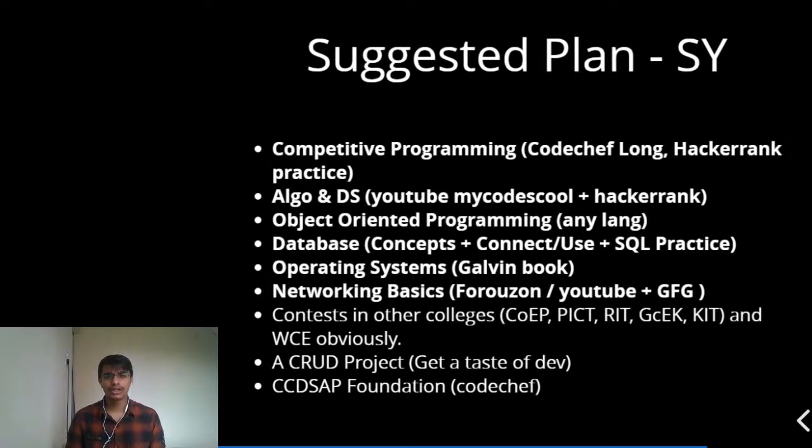Database concepts, I mean, you should start learning the concepts as well. I have mentioned CRUD here, which I'll clarify at the base. And SQL practice: simultaneously while you are learning databases, you should also learn structured query language and solve problems on SQL queries. There are problems on HackerRank as well, and there is another website called SQL Zoo that you can use as well.